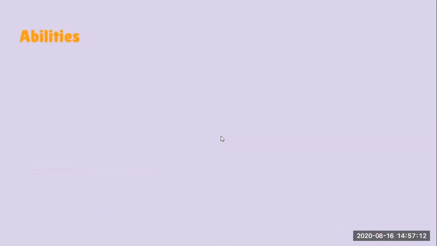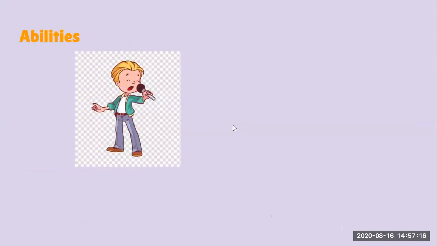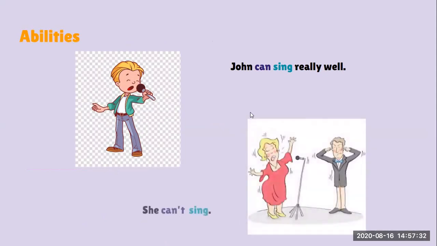Let's talk again about abilities. Okay, for example, here we have this boy. This boy is called John, and we can say, John can sing really well. Okay, so this is his ability. And here we have the other example. It says, she can't sing. So she doesn't have the ability to sing.